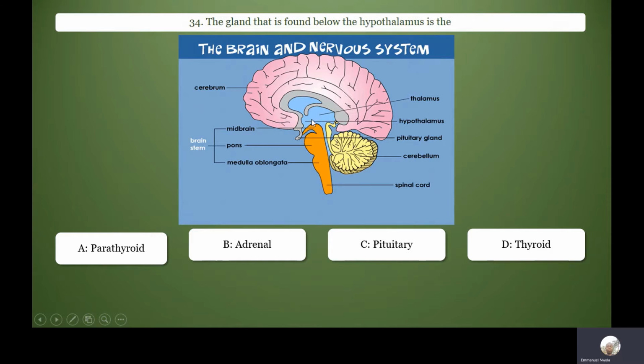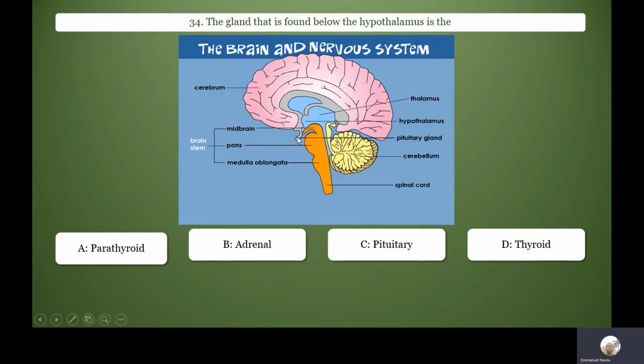So those osmoreceptors will instruct the pituitary gland to release antidiuretic hormone. So the two, they work hand in hand, coordinating the body.